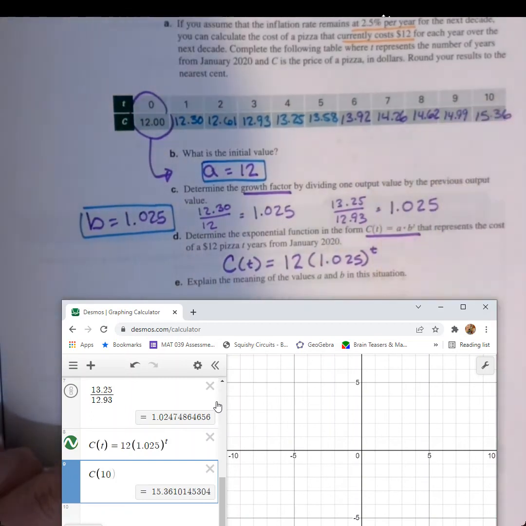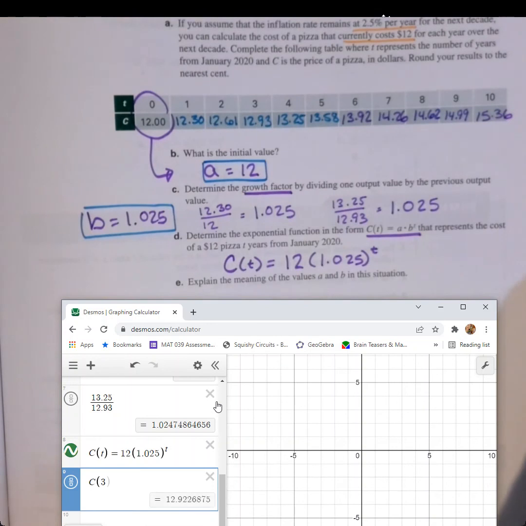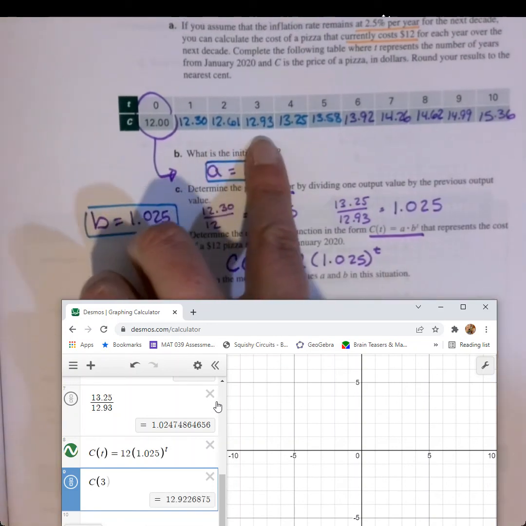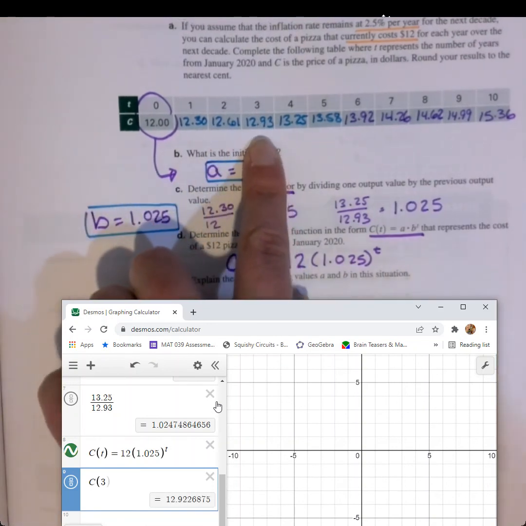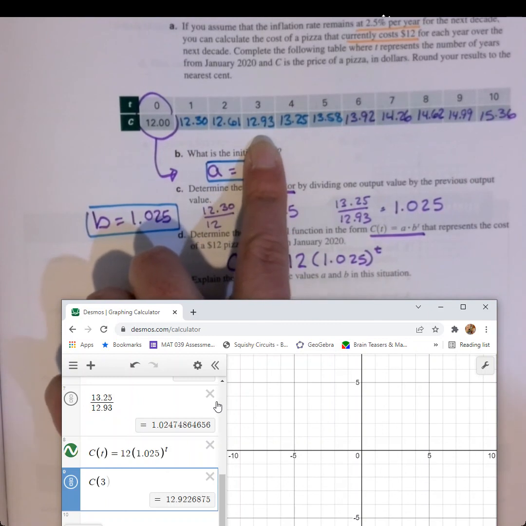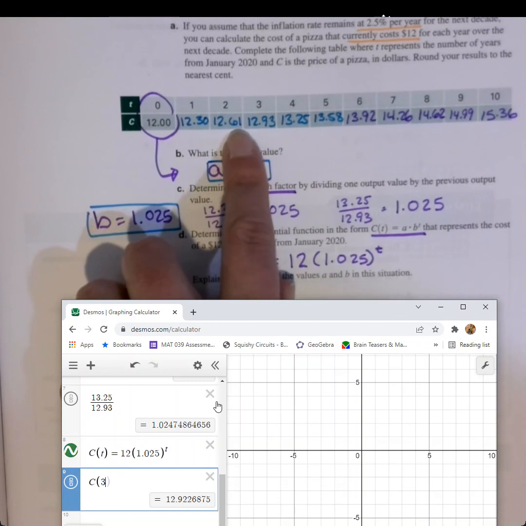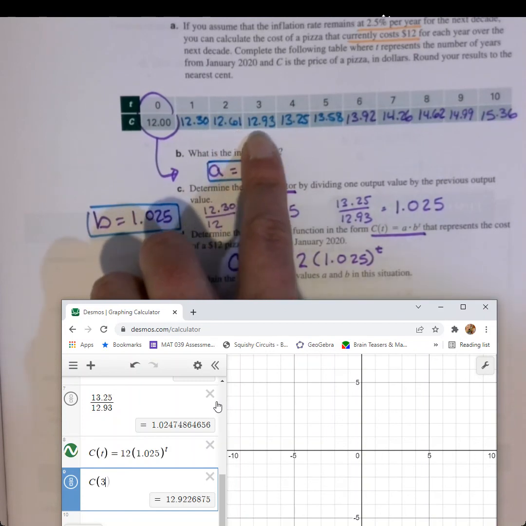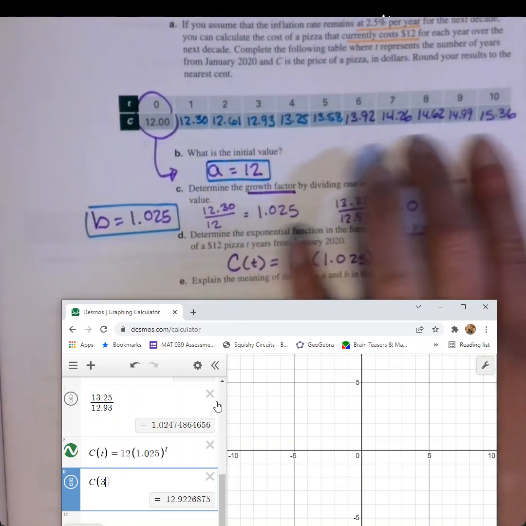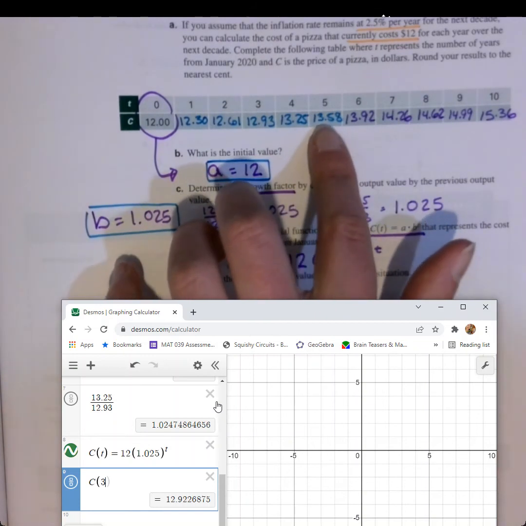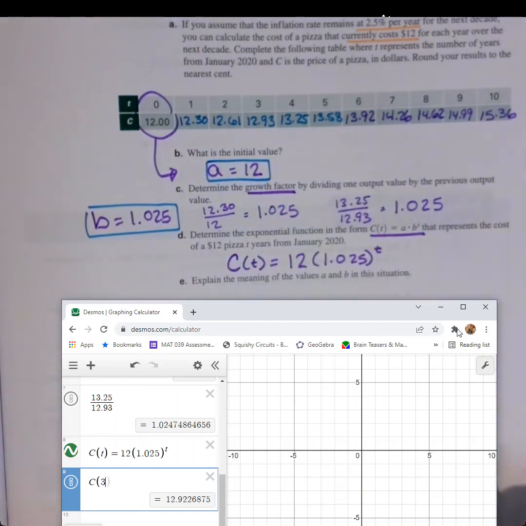You can also just go back and check for any of the other ones, like C of 3, for example. I can see it matches up with my 12.92 here. It wouldn't be 9.3, but again, I had already rounded on this one, and that's where a little bit of rounding had started to play in and happen there. So you might get slightly different things because you have been using rounded values along the way. They should be pretty close. Okay.